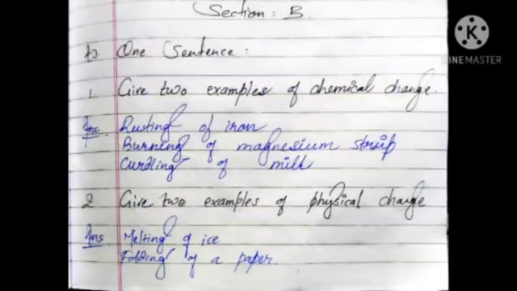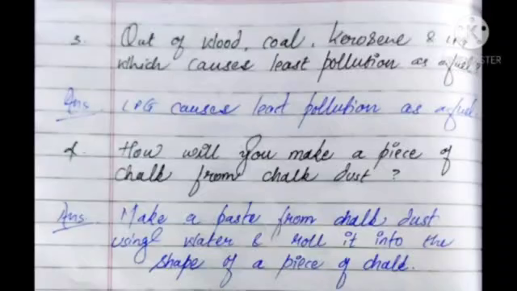Now starting with chapter number 6, section B, one sentence, and the first one is give two examples of chemical change, and the answer is rusting of iron, burning of magnesium strip, and curdling of milk. Second question is give two examples of physical change, and the answer is melting of ice and folding of a paper. Third one is out of kerosene and LPG, which causes least pollution as a fuel, and the answer is LPG causes least pollution as a fuel.